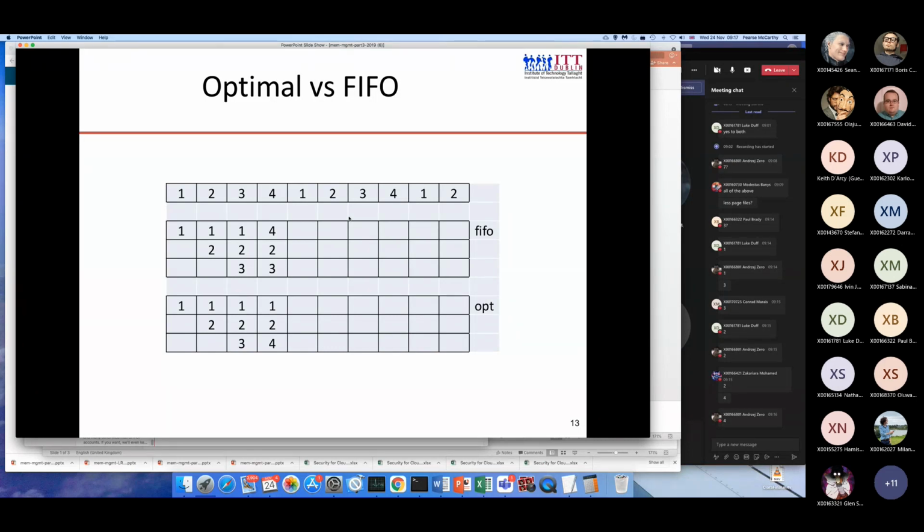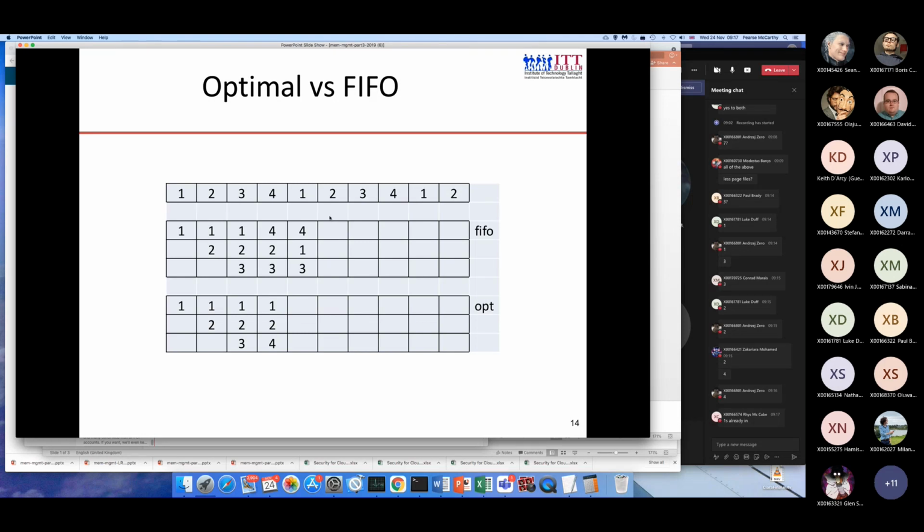Anybody? Exactly. Well done, Reese. Why would I get rid of something that's already there? So in other words, I don't have to get rid of anything. And so now we immediately see the advantage of optimal, right? I now have one less page fault. I didn't have to bring in anything. 1, 2, 4. 1 is there. So we'll go back and do the next one.